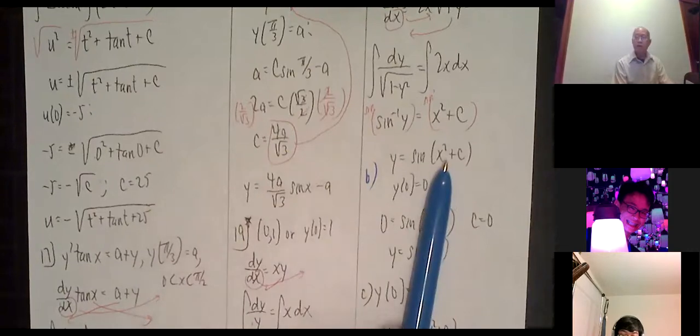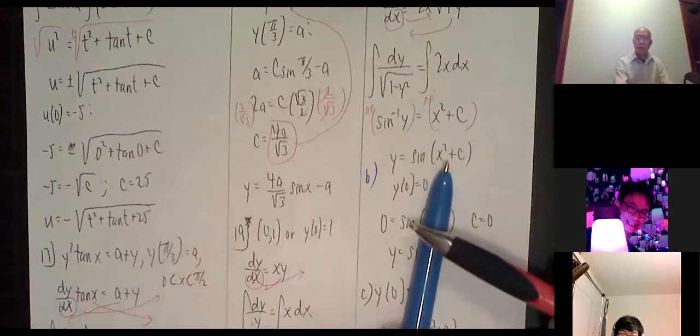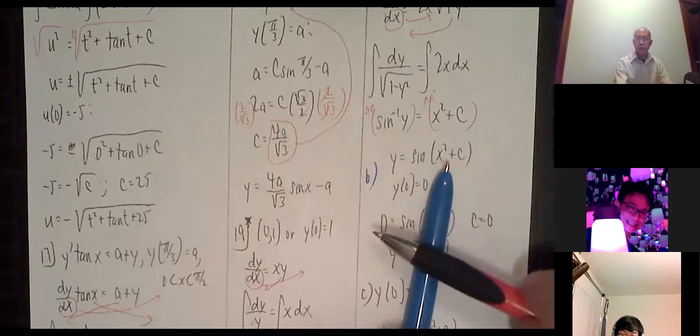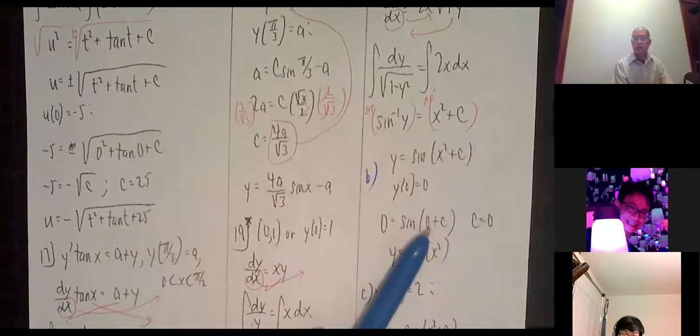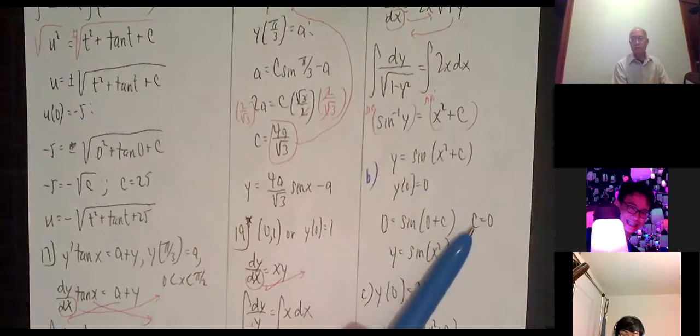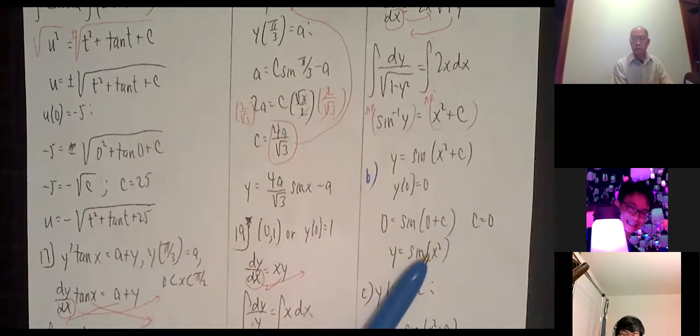Well, what nice angle do I want behind my pen here? Sine of 0 is 0. So I want behind my pen to be 0. It is 0 plus c. That means I want c to be 0. So y equals sine of x squared. That's that.